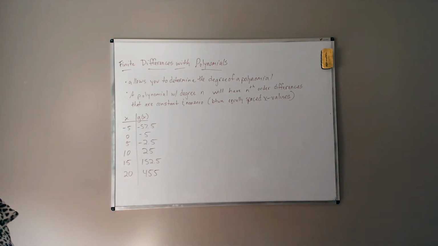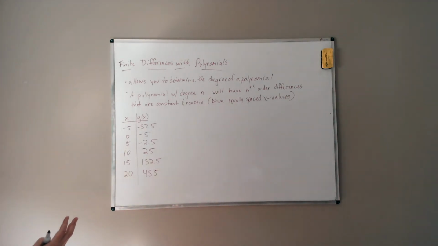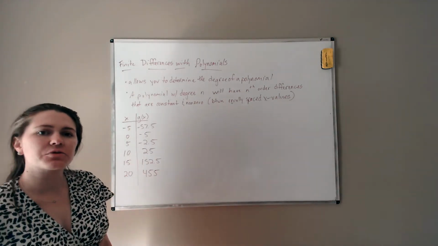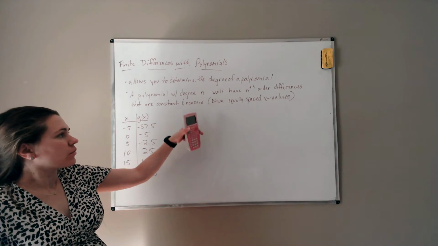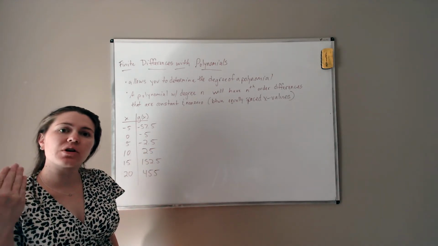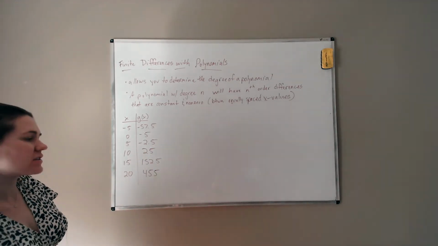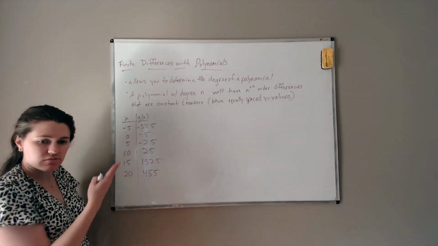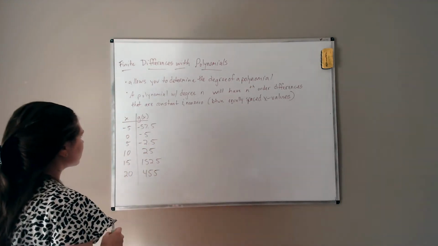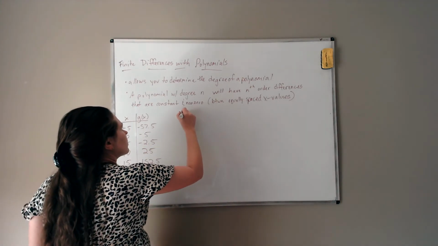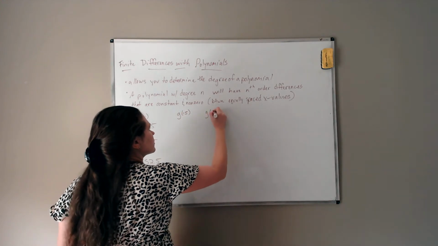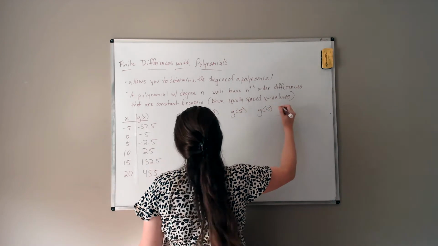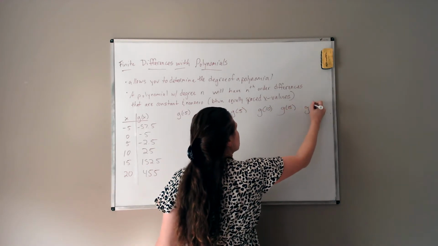Here's our next example. We have a table of values. First thing we have to check, if we're going to try and figure out its degree from a table of values, is that we have equally spaced x values. Otherwise, we can't look for these nth order differences. So let's check. They're all 5 units from each other, so we can now apply our finite differences. We're going to write down g of -5, g of 0, g of 5, g of 10, g of 15, and g of 20.